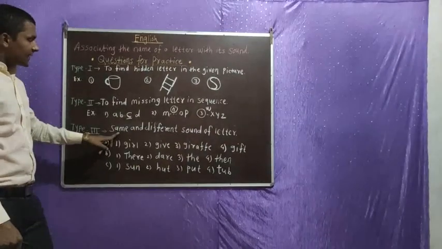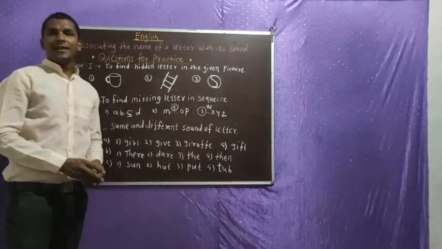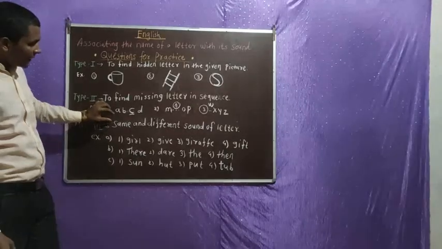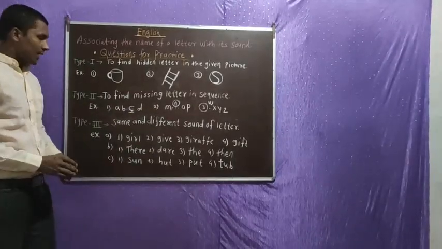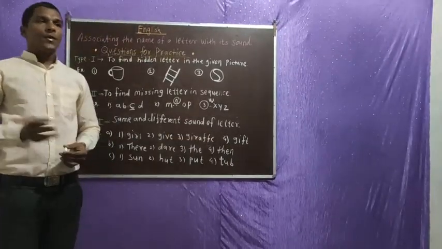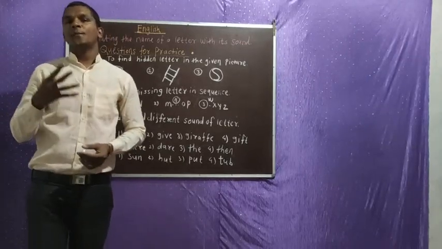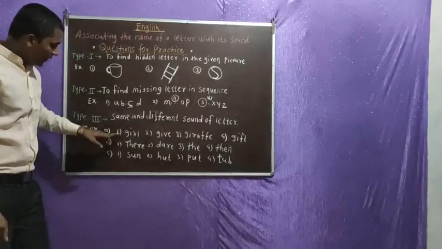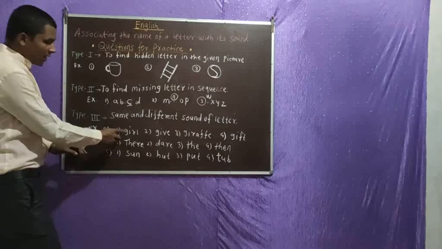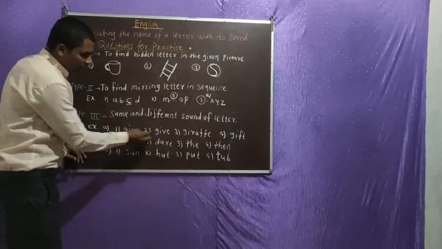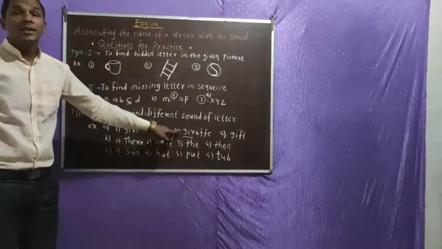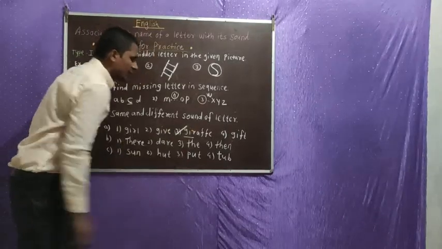Now the third type is same and different sound of a letter. Yesterday we learned the sounds of vowels and consonants. By using this concept, you have to find the same and different sound of a particular letter. Examples are like this. Suppose 4 words are given and the question will be asked like this: which word is pronounced differently? Suppose the first example: girl, give, giraffe, gift. Here girl is pronounced with a g, give with a g, gift also g, but giraffe is pronounced z. So the different pronunciation is option number 3.